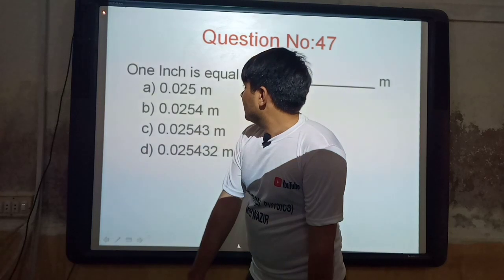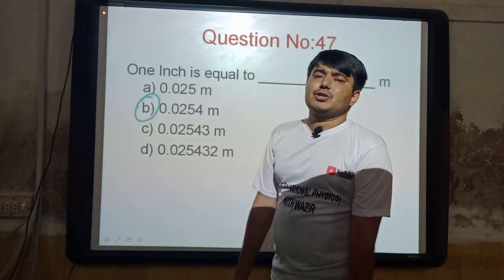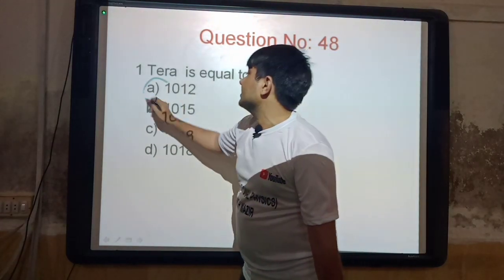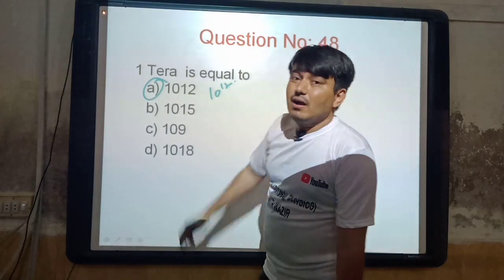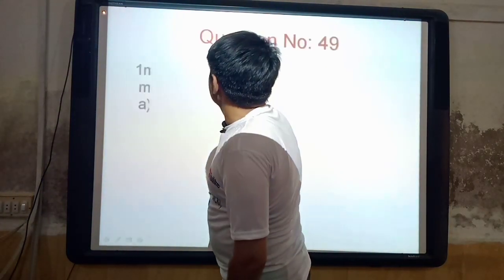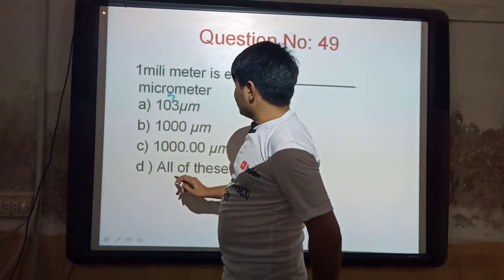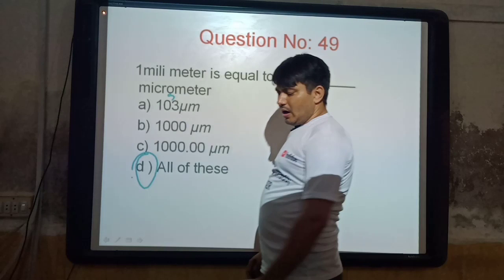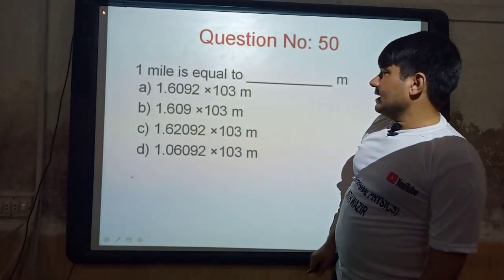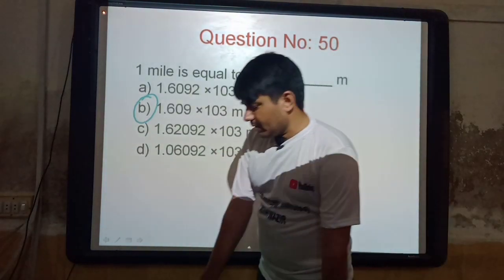Another question, one inch is equal to dash meter. It consists of 0.0254 meter. One tera is equal to 10 power 12. One tera is equal to 10 power 12 meter or anything else. One millimeter is equal to dash micron. 10 power 3, all of them. The correct option is all of them. One mile is equal to 1.609 into 10 power 3 meter. This is the correct option.